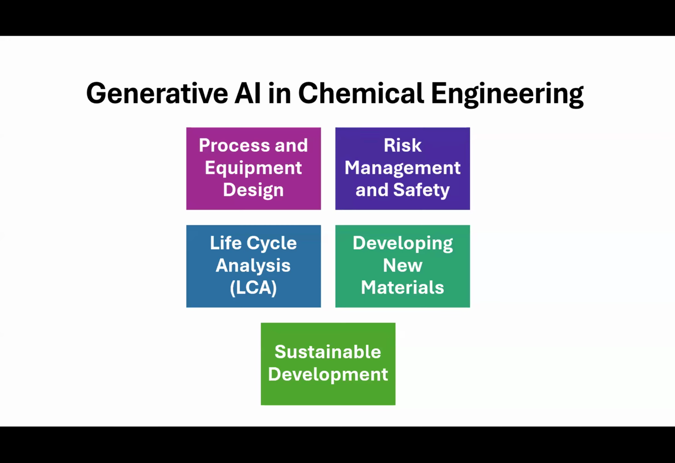Also, generative AI in chemical engineering can help in risk management and safety. By using generative AI, we can now analyze risk and predict different scenarios, which will help reduce accidents, as we see in the video, and also ensure the safety of chemical processes.